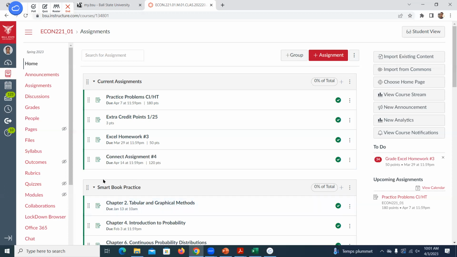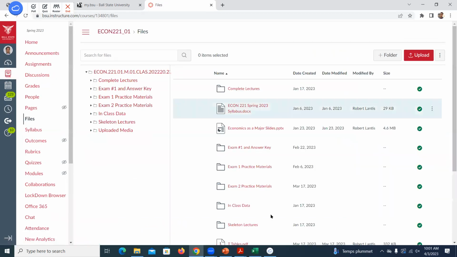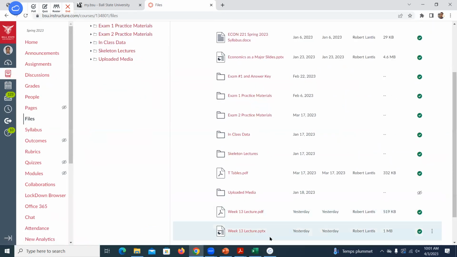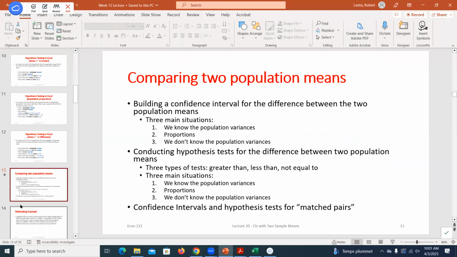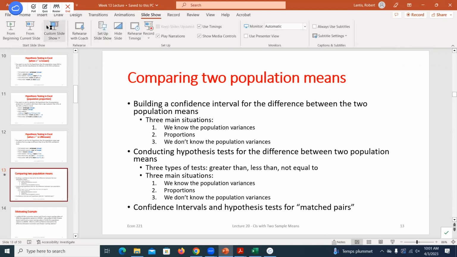Okay. So I put up the next set of lecture slides right here. So we'll be starting with it. I'm actually going to jump around a little bit. I changed my mind. I just wanted to make sure I had them in there. So I'm going to go to slide 13. We're going to start from there.